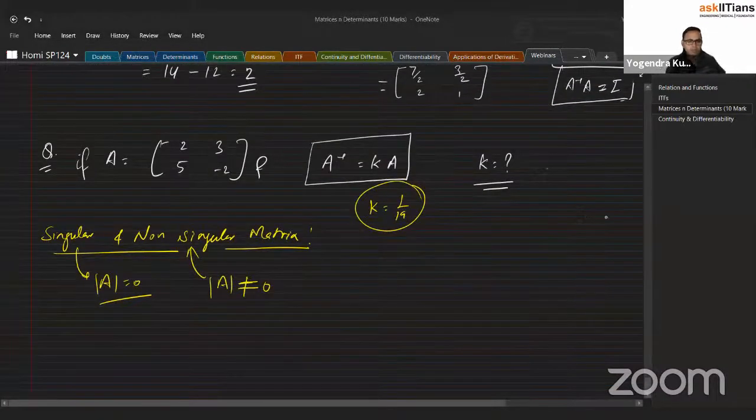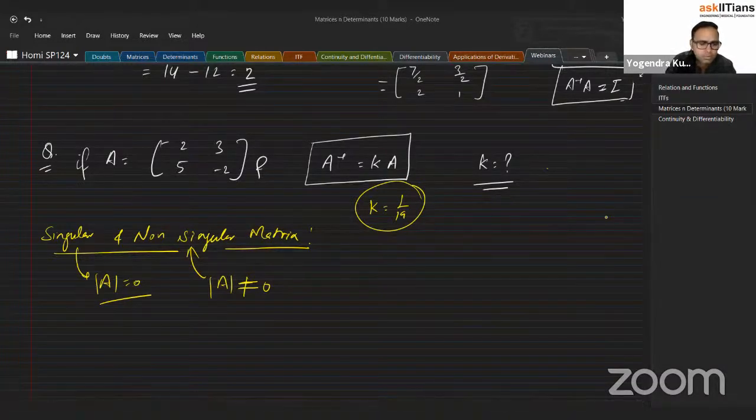Okay, got it now, everyone? A question could be based on this also: check whether the matrix is singular or non-singular, or this is singular, so find the value of some variable. I'm not doing that. We have only 10 minutes left. Let's come to solving a system of linear equations, the matrix method of solving a system of linear equations. Let's understand that.